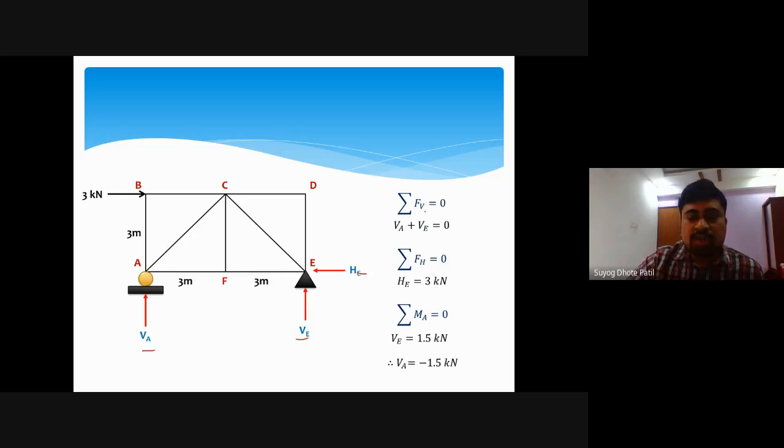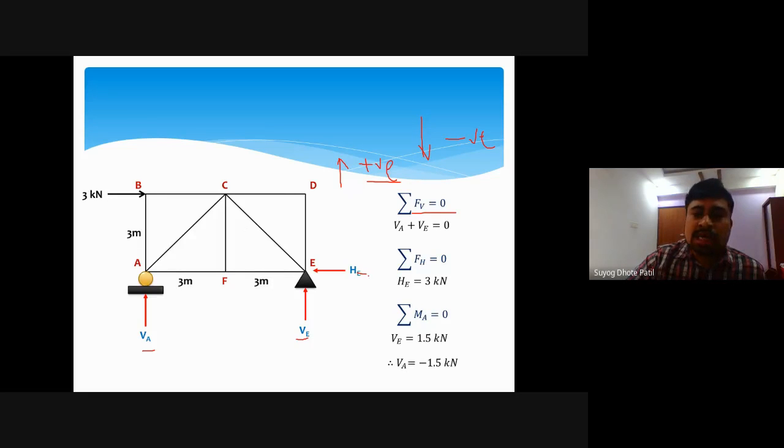Okay, so first of all, summation of all the vertical forces equal to 0. See, no vertical forces are there, only vertical reactions are there. So Va plus Ve, where the Va direction is vertical upwards and the Ve direction is vertical upwards. Vertical forces in the upward direction we can take as positive, and vertical forces in the downward direction we can take as negative. Both Va and Ve are heading vertically upward, so we take them as positive. So summation of Fy is equal to 0. This is the first equilibrium equation, so Va plus Ve equal to 0.